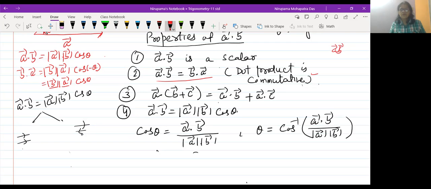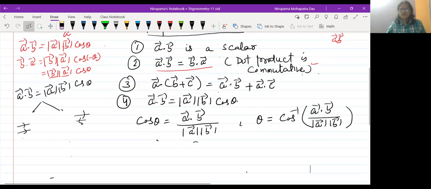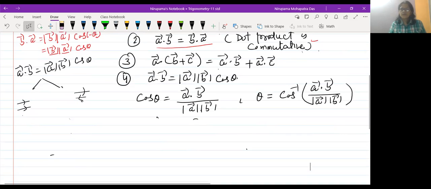Next, coming to A dot B, as we know, it is magnitude of A into magnitude of B into cos theta. This will help us find the angle between two vectors. So cos theta equal to A dot B by magnitude of A into magnitude of B. It means theta equals cos inverse of this. As I said, theta can be acute or obtuse. In case theta is an acute angle, cos theta will be positive. If theta is an obtuse angle, cos theta will be negative.